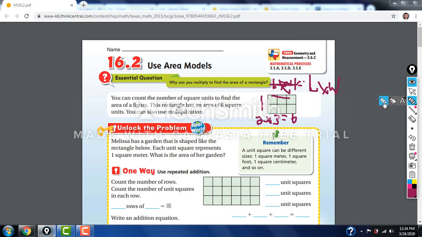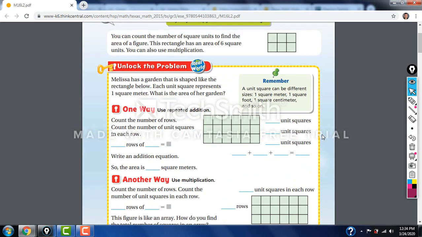So let's take a look at this right now. And let me rephrase that. It wouldn't be for any shape. It'd be for shapes that are divided into equal square units. So this is 1 square meter. Please understand this section right here. A unit square can be different sizes, so it has to be equal sizes: 1 square meter, 1 square foot, or 1 square centimeter.